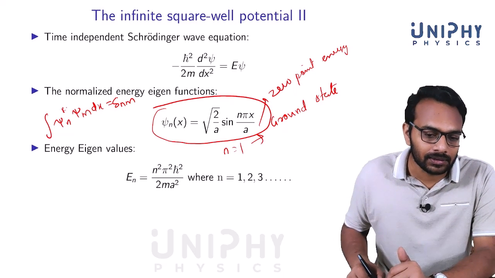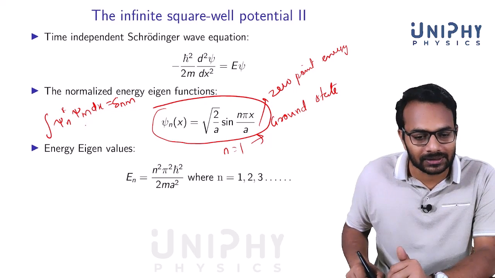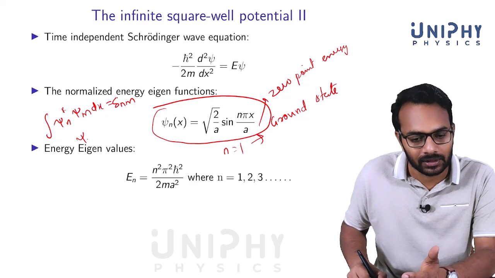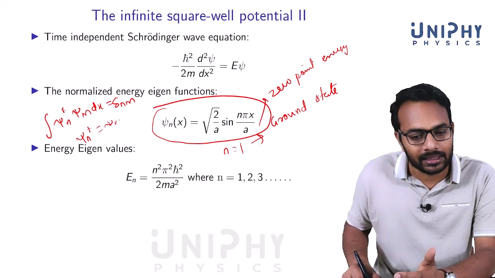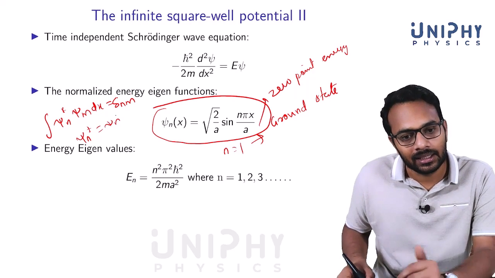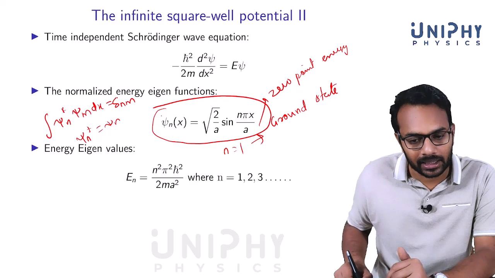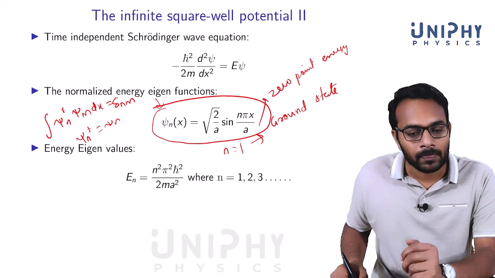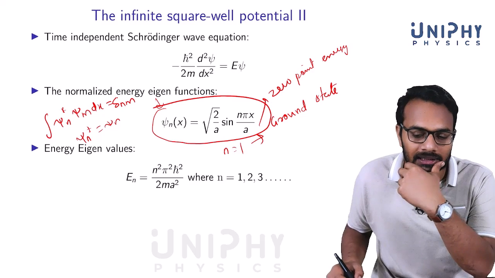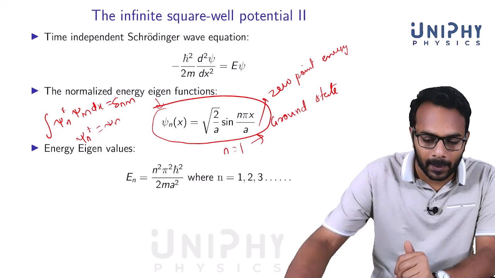In this case, this is a real wave function, so psi n star is psi n itself. So this makes things a bit easier. So keep this in mind. You remember also that these are normalized energy eigenfunctions.